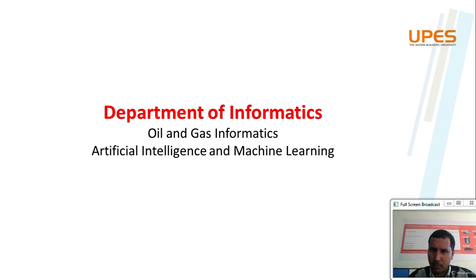this whole set of branches can be categorized into two major categories: technology and domain. For instance, cloud computing is a technology. Open source and open standard is a technology. But when I say oil and gas informatics, it's a domain. When I say banking finance, it's a domain. This is how these two things can be categorized.